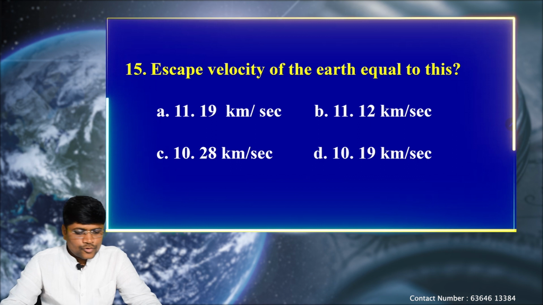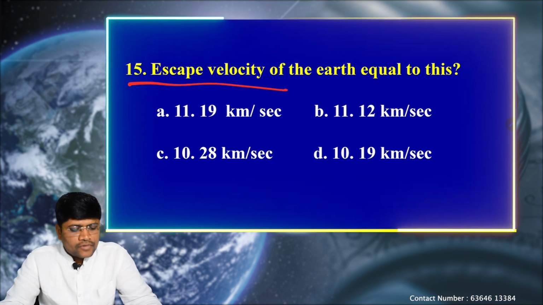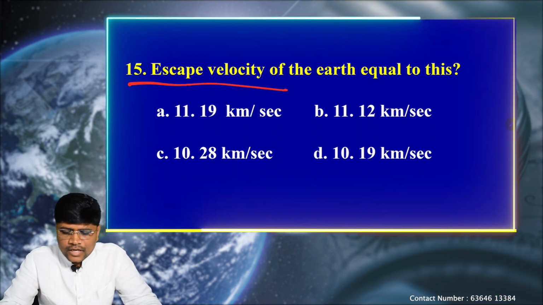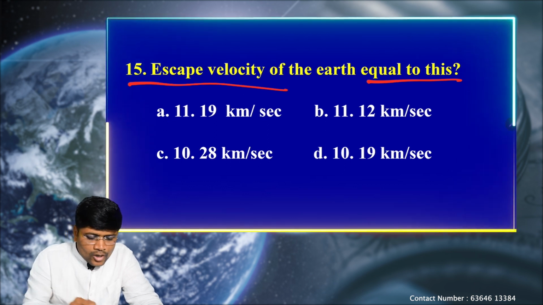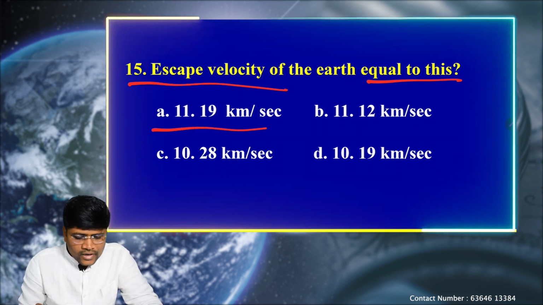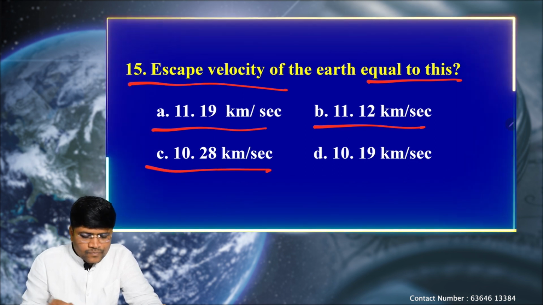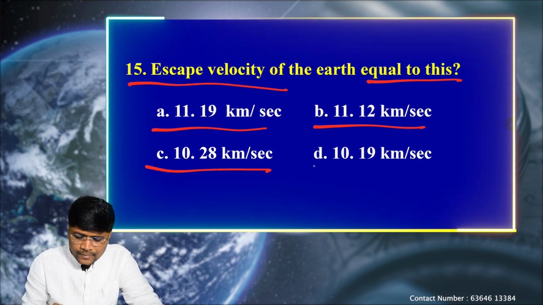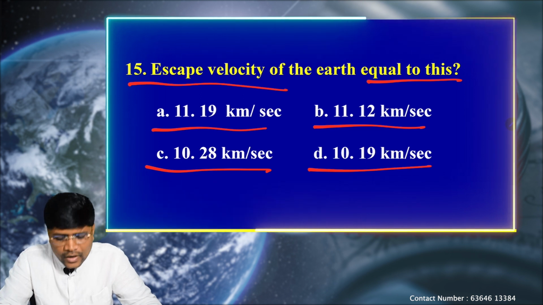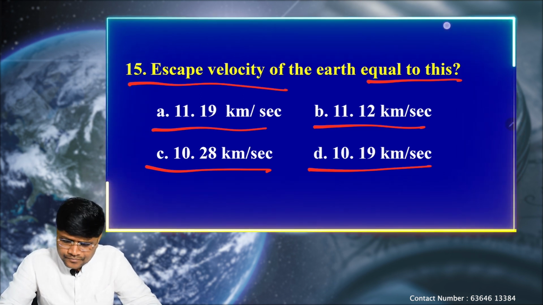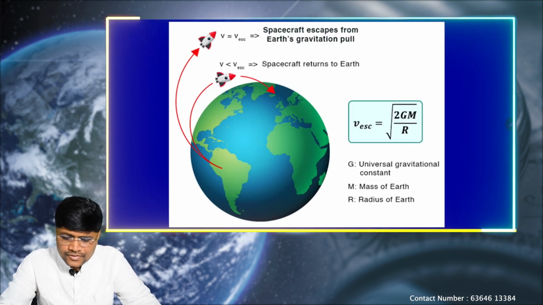Next question, the 15th one. Escape velocity of the Earth is equal to this. Option A 11.19 km per second, B 11.12 km per second, C 10.28 km per second, and D 10.19 km per second. Let's see the explanation.